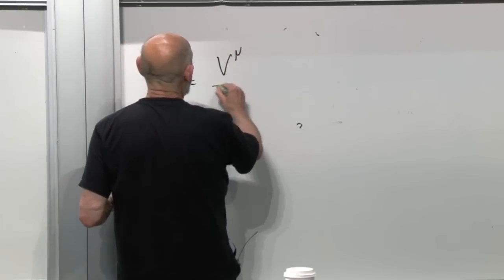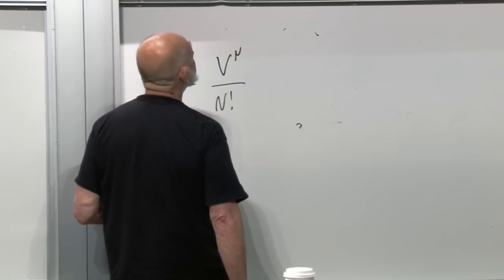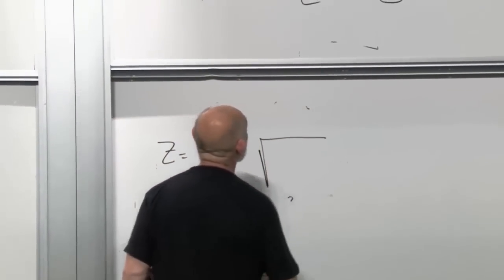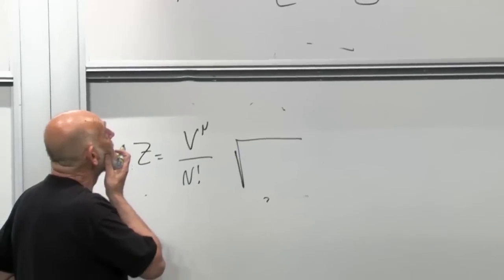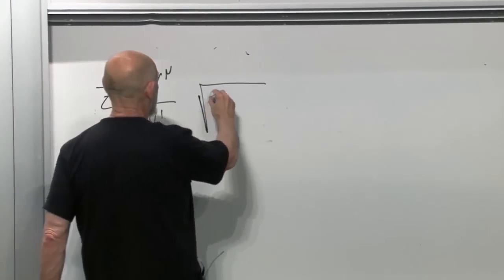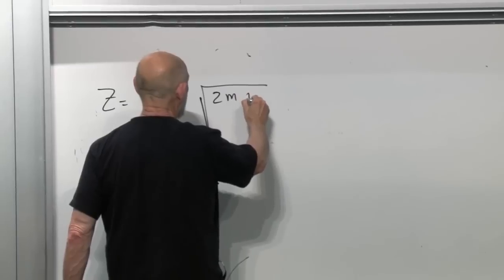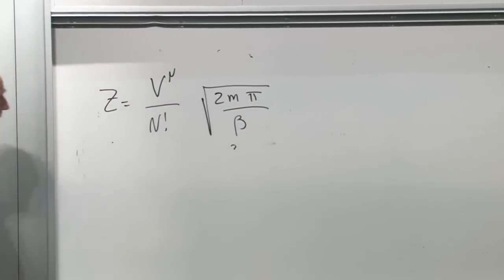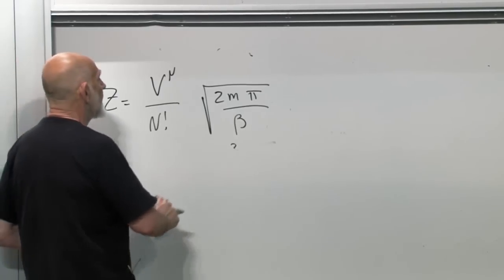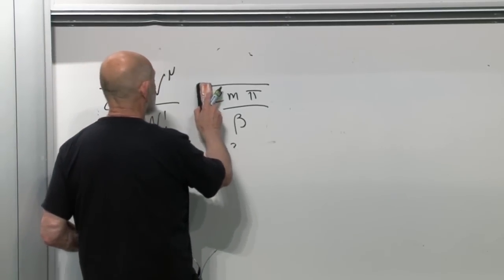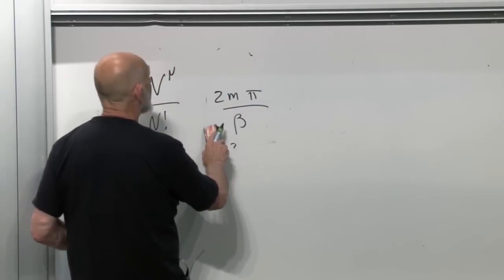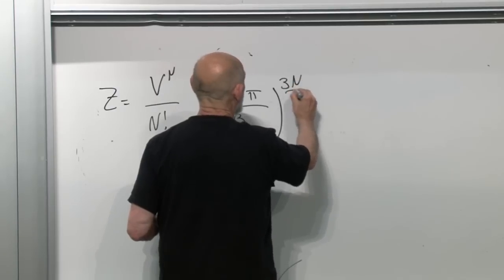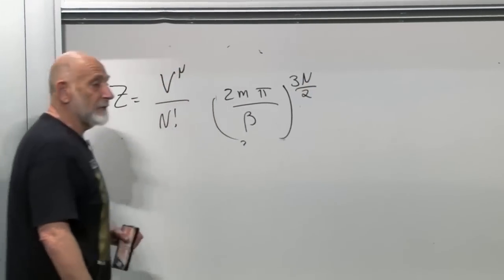Z is the volume to the n over n factorial times the square root of 2m pi over beta, to the power 3n. We can take the square root away and write this to the power 3n over 2. The 1 half is the square root.